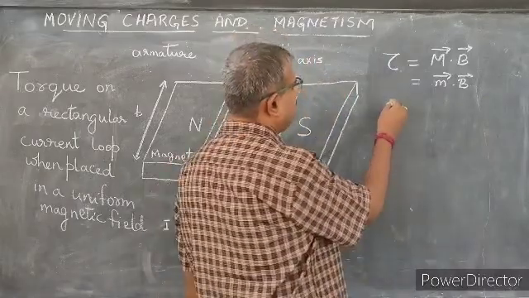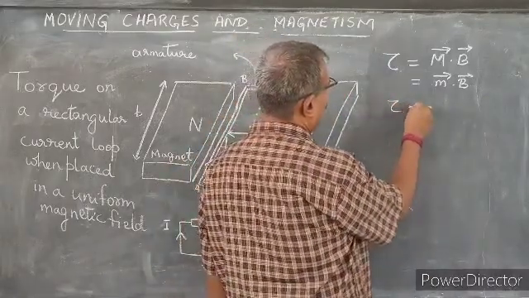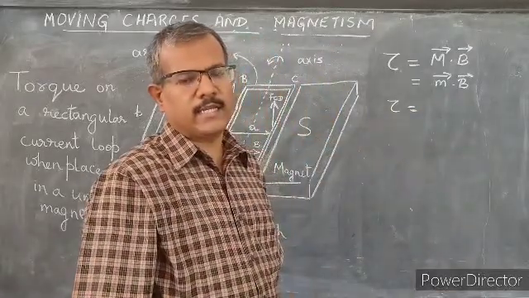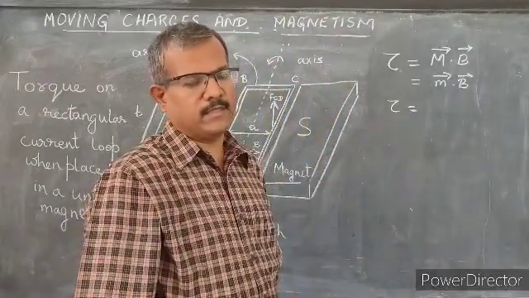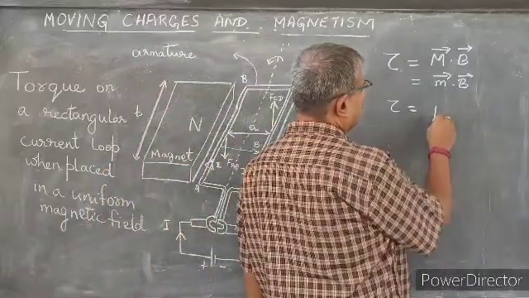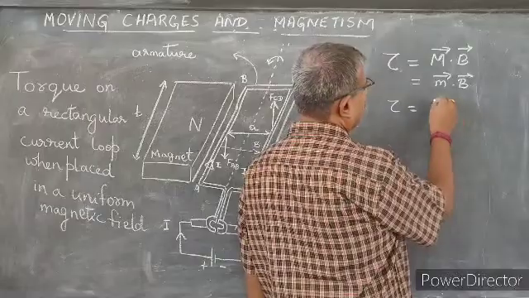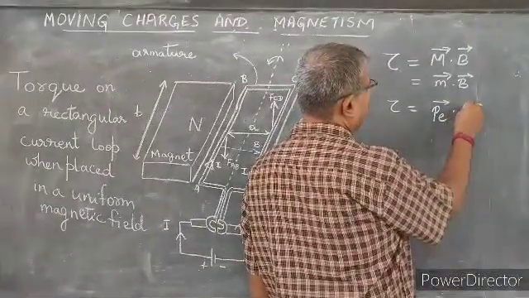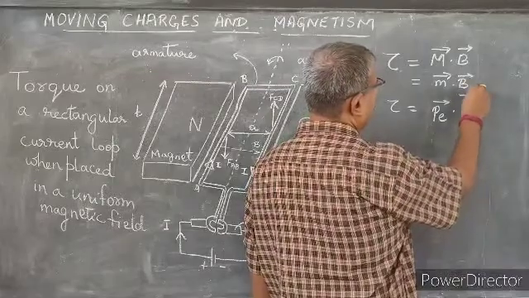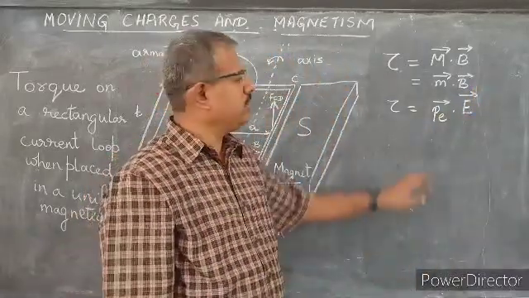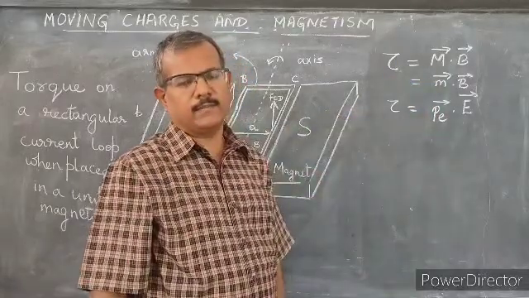You can use either one according to your convenience. Now what does this remind you of? This also reminds you of the torque in the case of an electric dipole we had studied in the previous chapters. There, the electric dipole was represented with the letter P multiplied vectorially with the electric field to give the torque on it. So this is very similar to that.